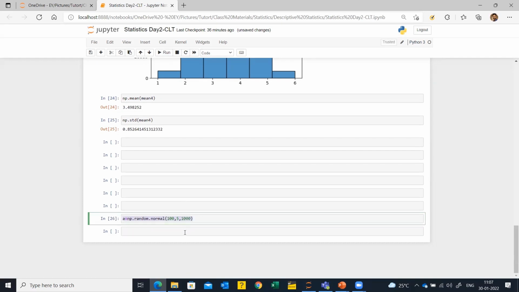Please follow with me and create another model. Okay, with, say for example, mean 80 and 5 as the standard deviation and 1000 records, and I will name it B. Hope you are able to follow with me.